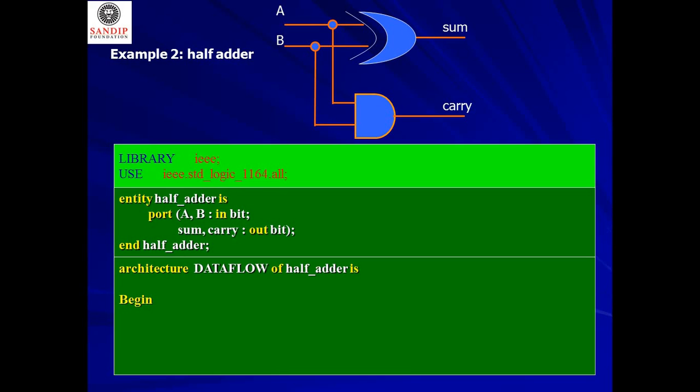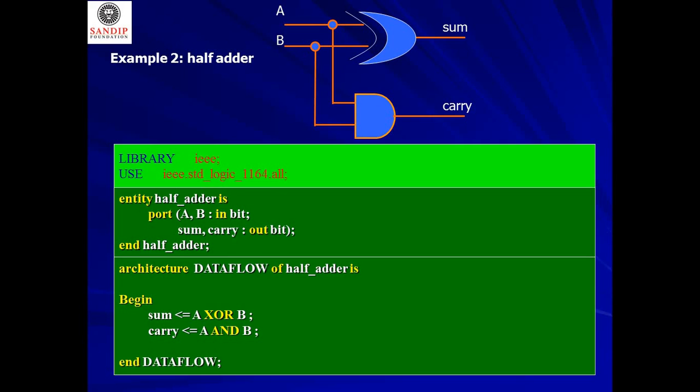After begin you have to describe the operation using concurrent signal assignment statements. For the half adder there are two outputs, sum and carry. The sum output we can write as sum is equal to A XOR B, as there is an XOR operation between A and B which is provided to the sum port. Hence we can write the output equation of the sum is assigned A XOR B. Similarly, carry is the output of an AND gate. Hence we can write carry is assigned A and B. End of the data flow.